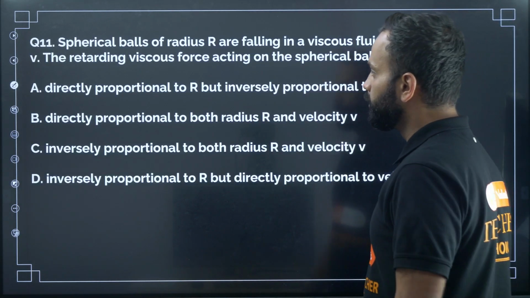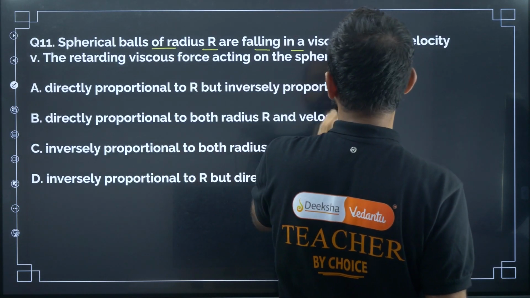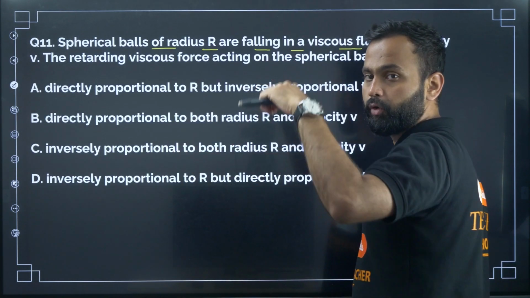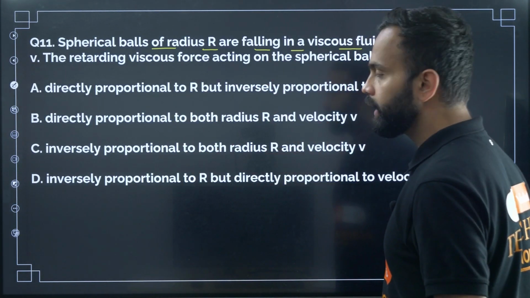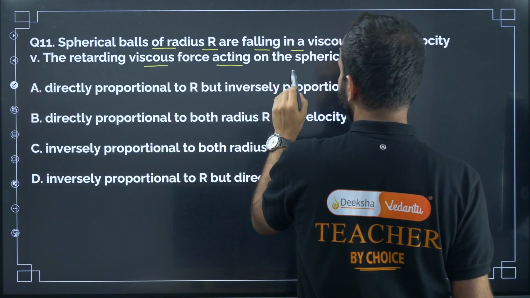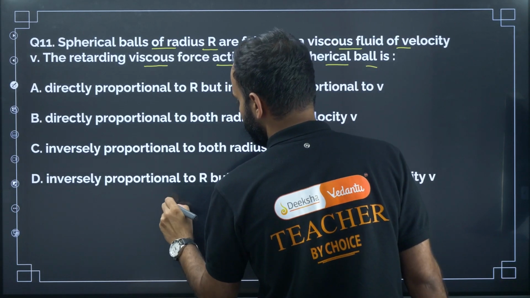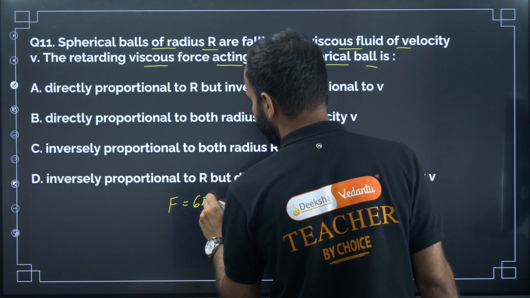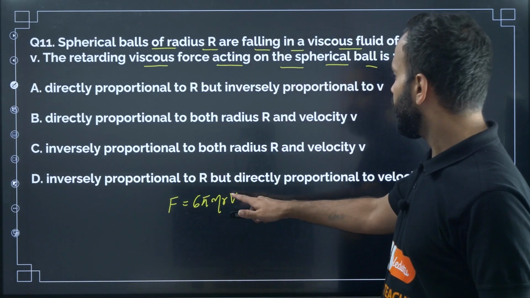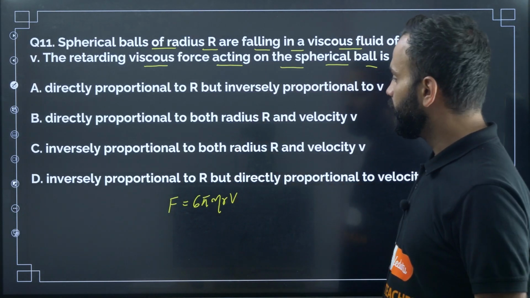Next question, question number 11. Spherical balls of radius r are falling in a viscous fluid with velocity v. Okay, a spherical ball is falling through a viscous fluid, and the velocity of the ball is v. The retarding viscous force acting on the spherical ball is, so what is the expression of the viscous force? F equal to 6 pi eta r v. Eta is the coefficient of viscosity, r is the radius of the spherical ball, v is the velocity of the spherical ball in the viscous medium.